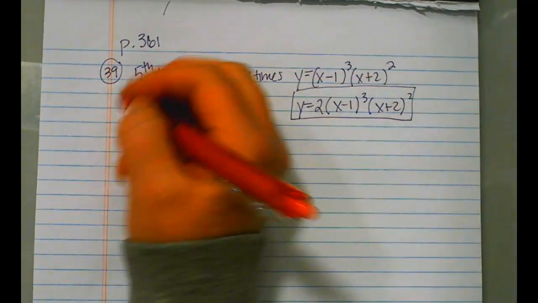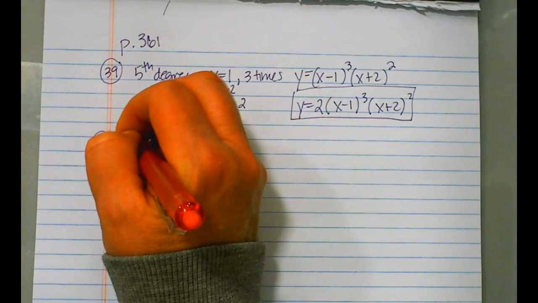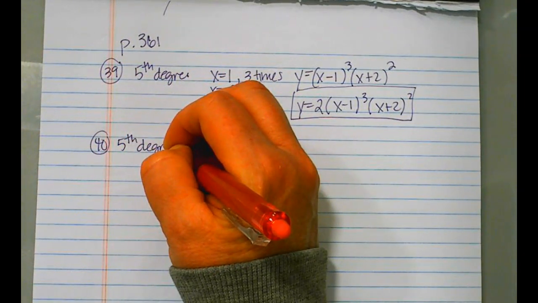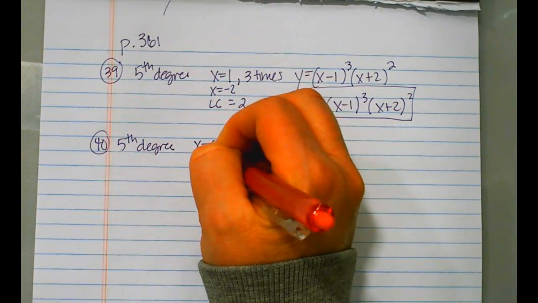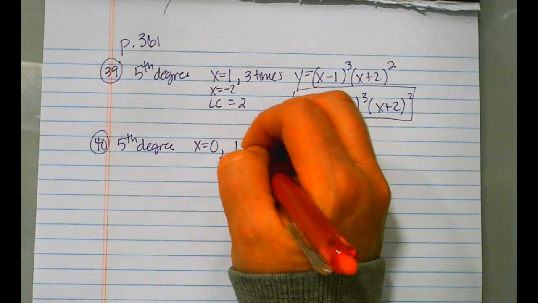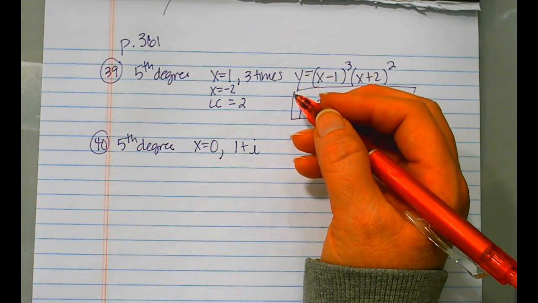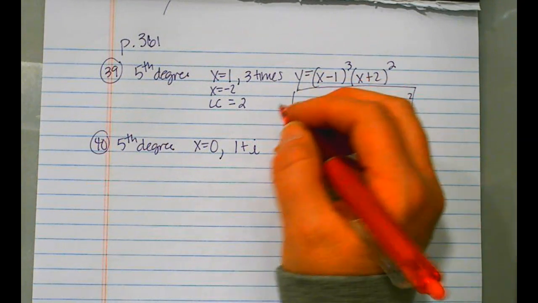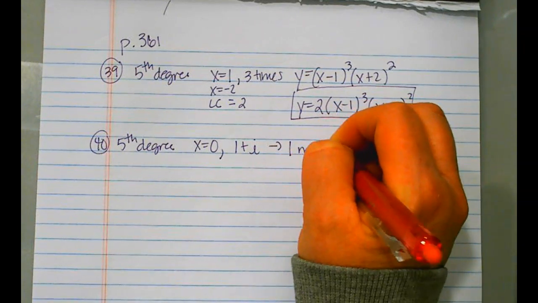40. 40 says it's also a fifth degree, and it has real coefficients, so 0 is the only real 0. Okay, x equals 0 is one of them. 1 plus i is another one. And this has only 1 as its multiplicity.